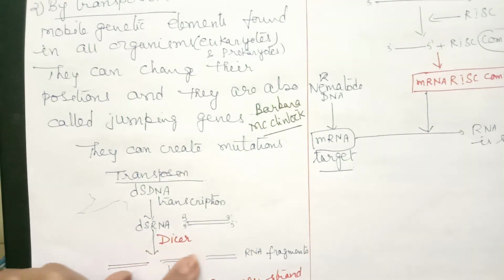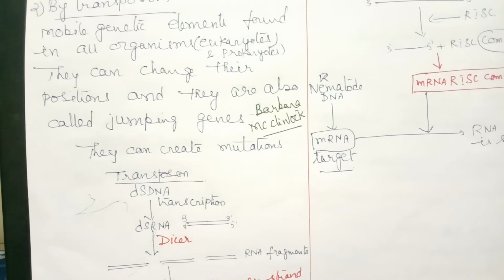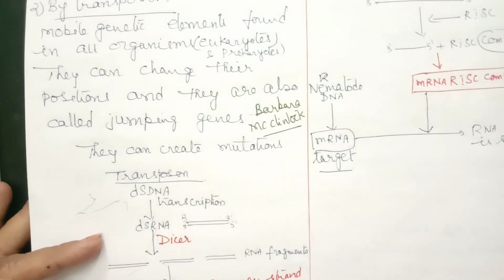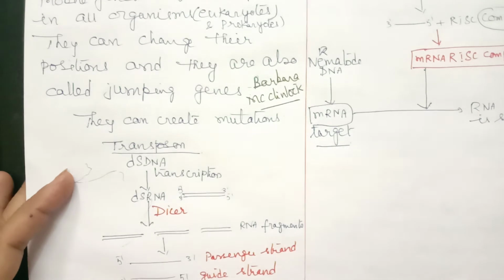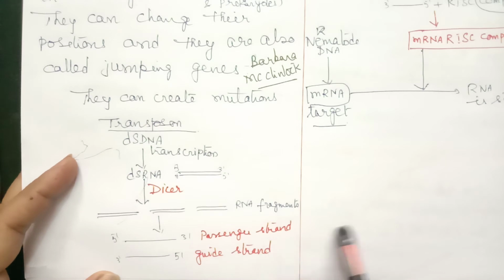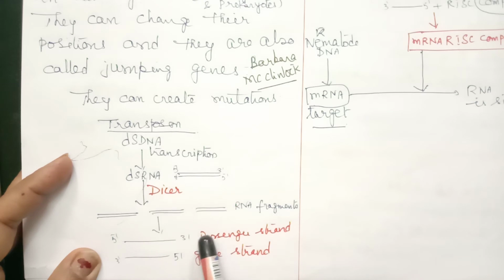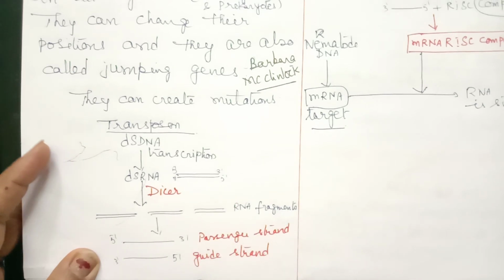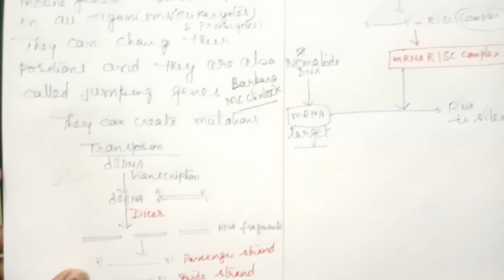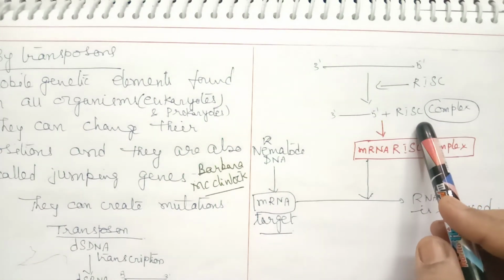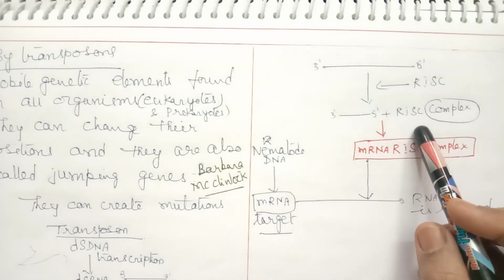This double-stranded RNA follows the same steps as in the previous method. Double-stranded RNA will be acted upon by dicer. Dicer is a ribonuclease, it breaks the RNA. So RNA is broken down into different fragments, and one of the fragments can further function and its two strands are separated. The 5' to 3' strand is called the passenger and the other one is called the guide strand. The guide strand can combine with a complex called RISC, RNA induced silencing complex.